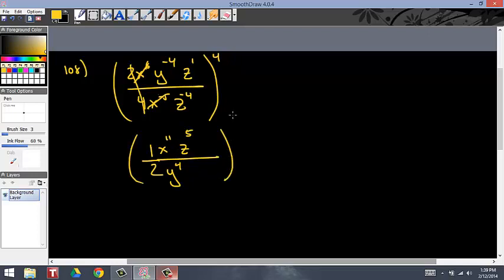Now, Maria, remember the whole thing was being raised to the fourth power, right? So now, I just need to start applying this exponent in. 1 to the fourth power, that's easy. That's 1. X to the 11th to the 4th, we're going to multiply those exponents, so I get x to the 44. Z to the 5th to the 4th is going to be z to the 20th. 2 to the 4th is going to be 16. Y to the 4th is y to the 16.